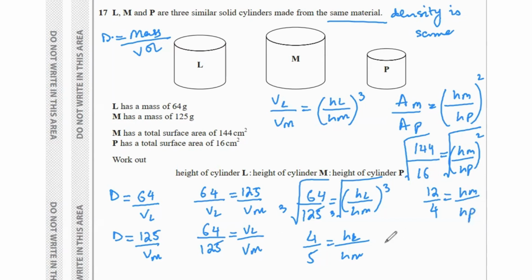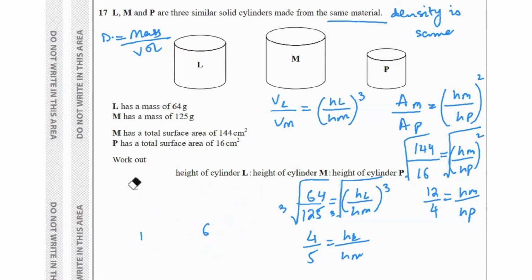Now we can see that we have common HM in both the ratios. So we're going to write them separately and then combine them. So HL is to HM is 4 is to 5. HM is to HP is 12 is to 4.